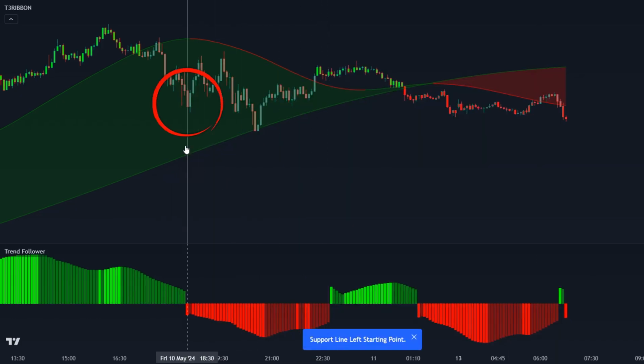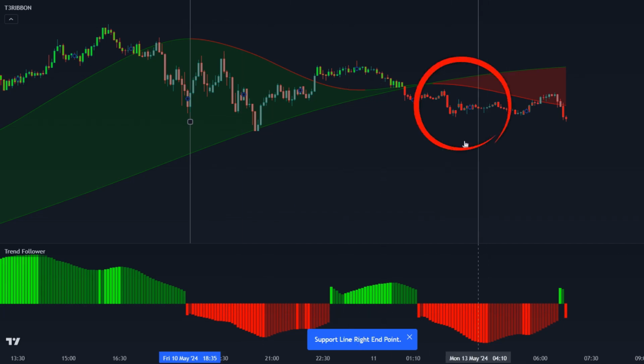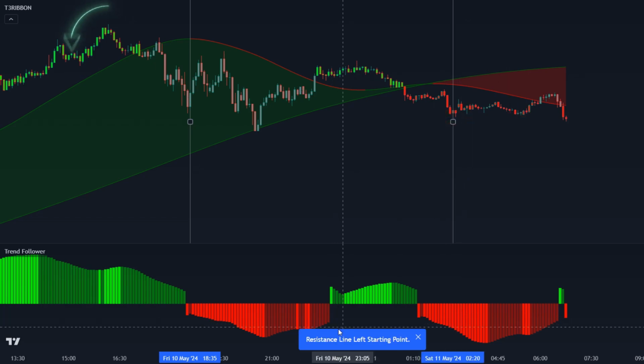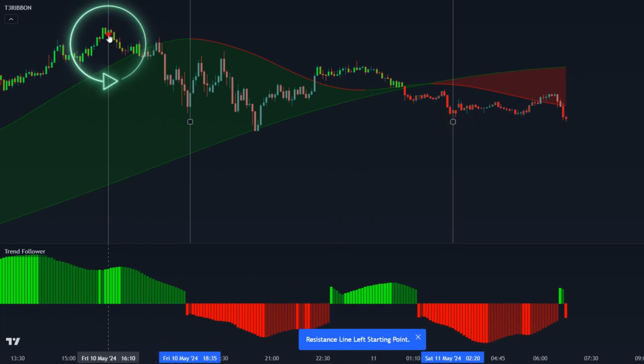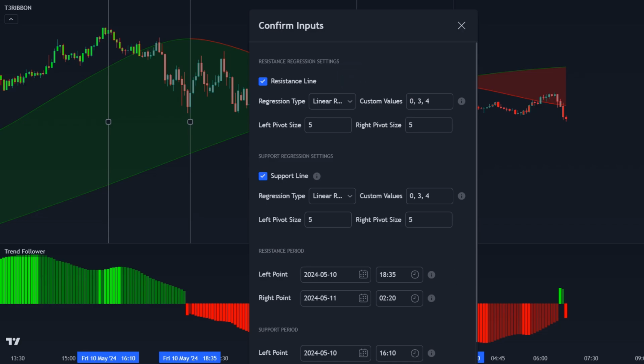You can see the support line's left starting point here. Locate it just like this on your chart. Next, find the support line's right endpoint, which is shown here. Following that, locate the resistance line's left starting point, as indicated here. Lastly, identify the resistance line's right endpoint, visible here. Once you've marked these points, click Apply on the indicator.